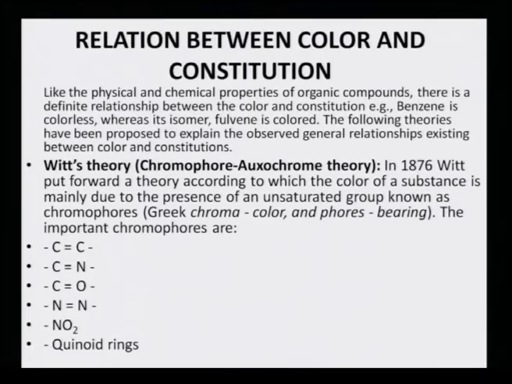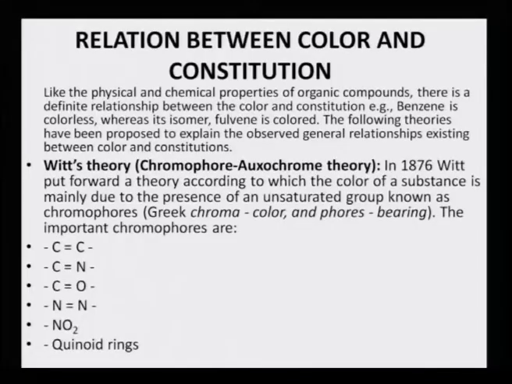So, there are various theories postulated from time to time in order to explain what is the relationship between the structure and the color of a compound. So, we try to learn and understand one theory after another to be able to understand how we came to the modern theory of color explanation. Witt theory, which is the most important and the earliest theory that was postulated, is based on the chromophore and auxochrome theory, the one which I have been explaining for a while in this lecture.